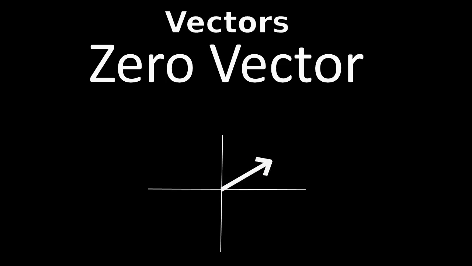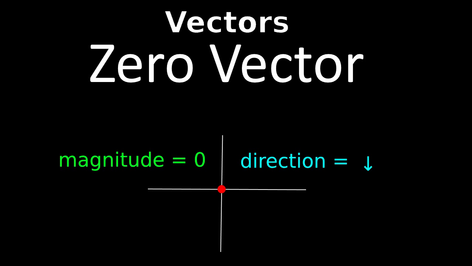In the arrow representation of vectors, the zero vector doesn't work very well, since the arrow would have a length of 0. Because of that, I'll be representing the zero vector with a red dot. The magnitude of the zero vector is 0. But since it doesn't point in any particular direction, it's easiest to think of the direction as 0, since it's not positive or negative in any direction.